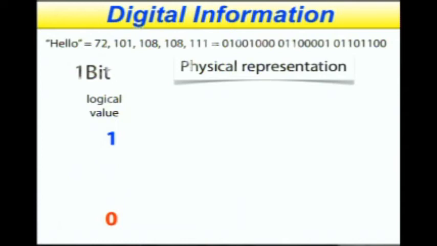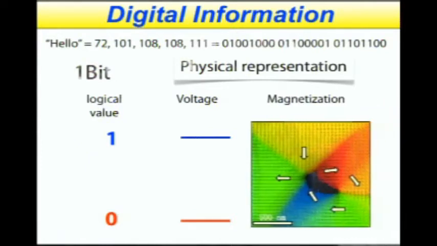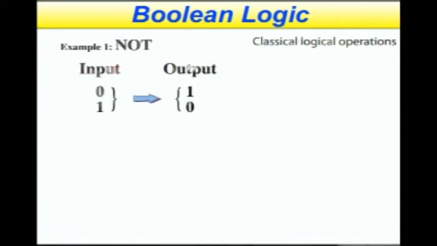multiple representations. For instance, it can have two different voltages corresponding to these logical values, or two different types of magnetization, different direction or different helicity. And then you have to manipulate that information. You have to process this, you apply gate operations. For instance, for a single bit, a typical gate operation is the NOT operation, which turns 0 into 1 and 1 into 0.